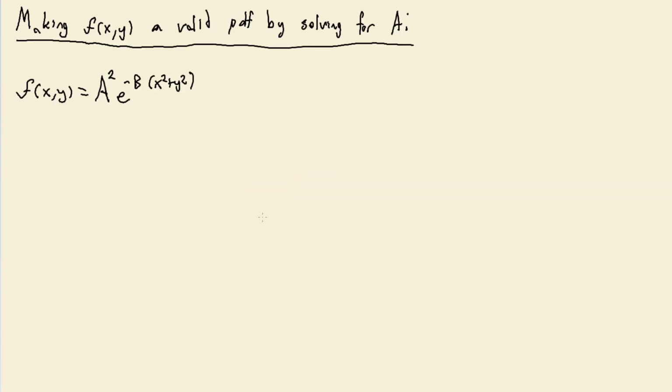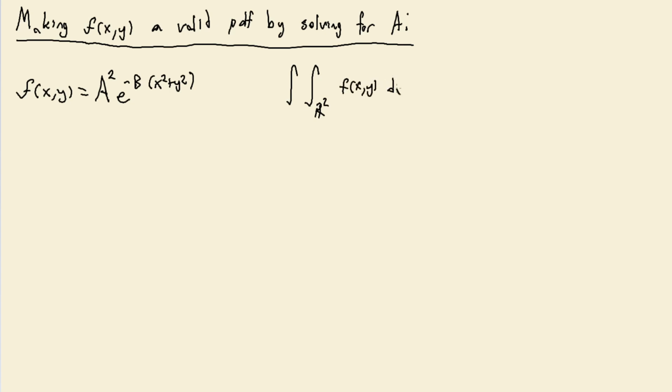All right, so that's going to be our next step here. We're going to try to turn this candidate for a probability density function into a valid PDF. And the way we're going to accomplish that is by solving for what we want our A to be. Now, you might ask why we need to do that. The reason is because if we want this to be a valid PDF, then we want the double integral over all real numbers in R2, f of xy.